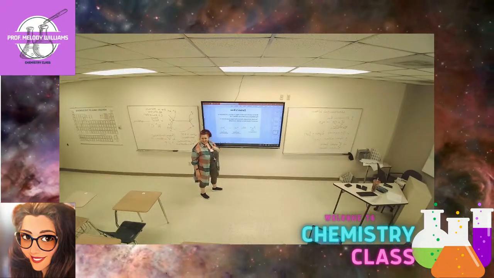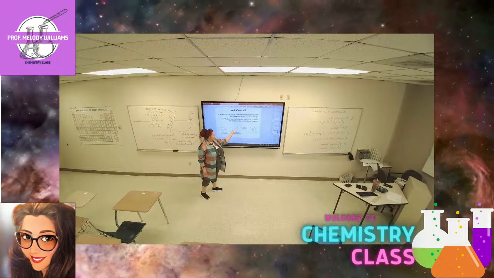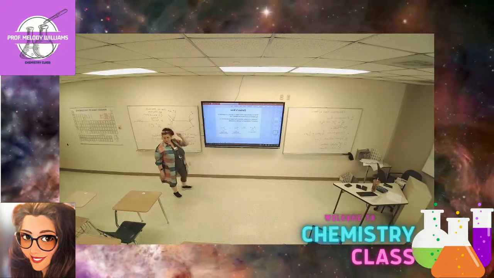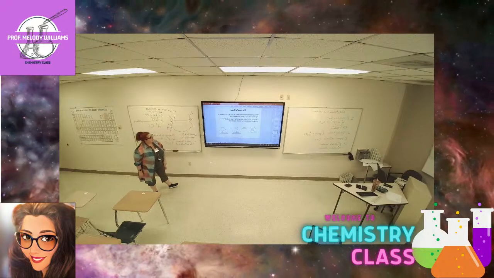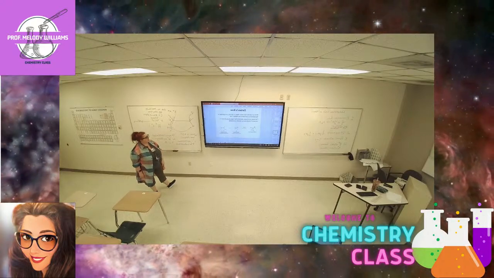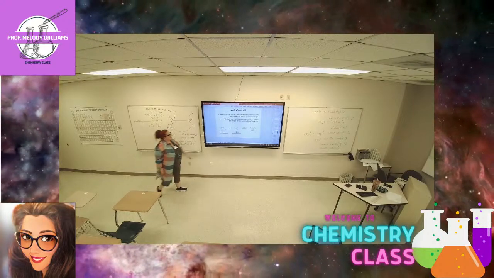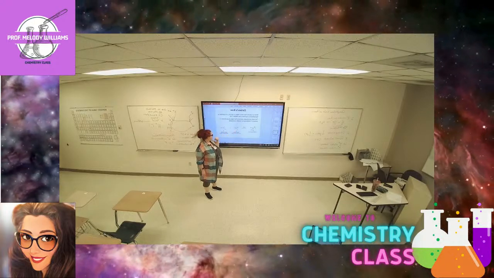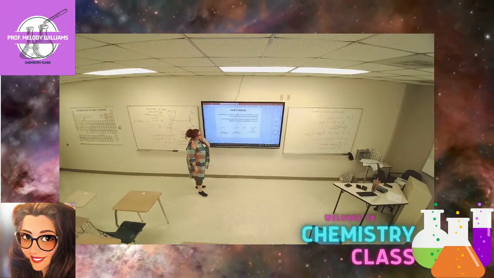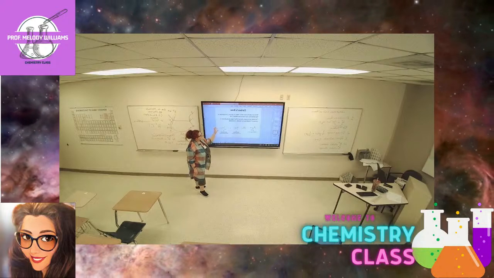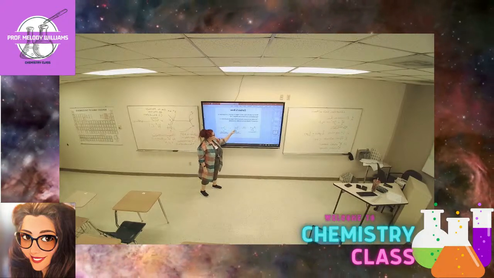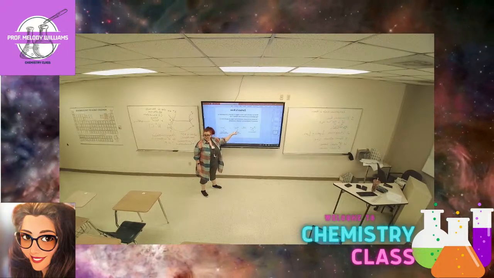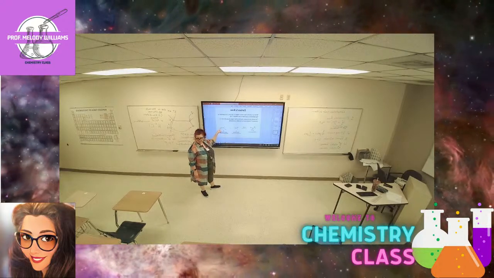Why would we find this one more often than this one? What's the difference between the 2? Look at those beta carbons. This one's attached to another one. This one has another carbon attached to it, doesn't it? This one doesn't.